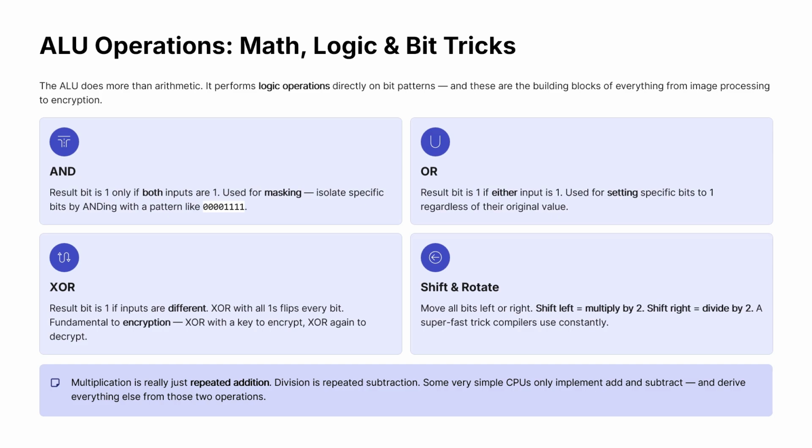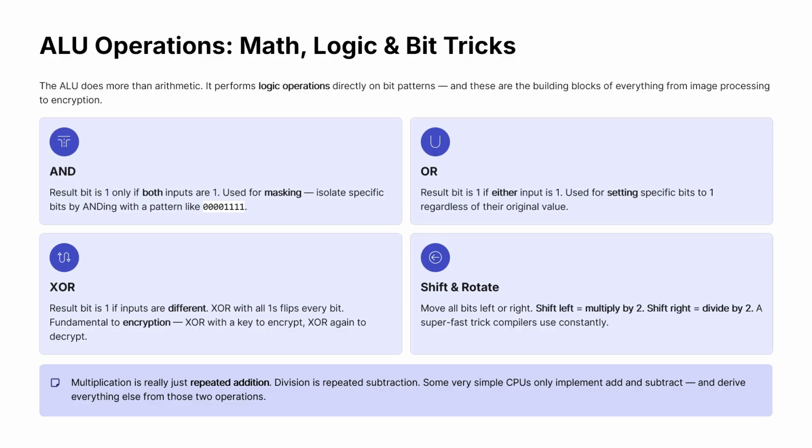But the ALU also does logic operations. These operate on bit patterns directly, 1 bit at a time across the whole pattern. There are 3 main ones: AND, the result bit is 1 only if both input bits are 1. Think of it as both things must be true. Or, the result bit is 1 if either input bit is 1. At least one thing is true. XOR, exclusive OR. The result bit is 1 if the input bits are different. One or the other, but not both.